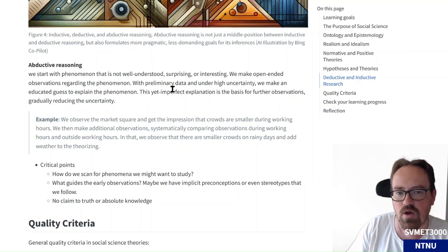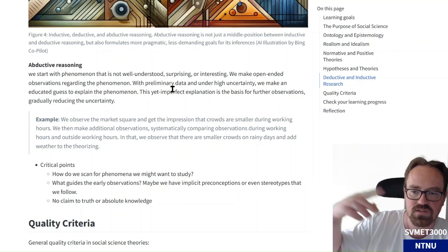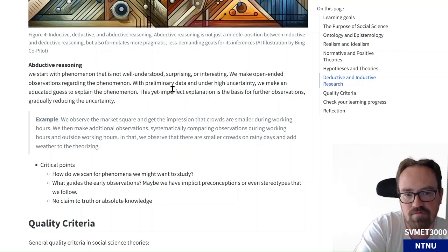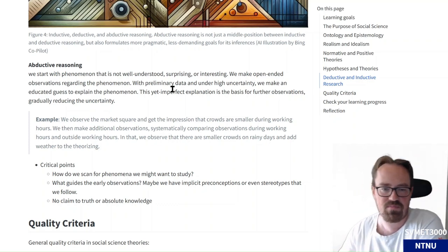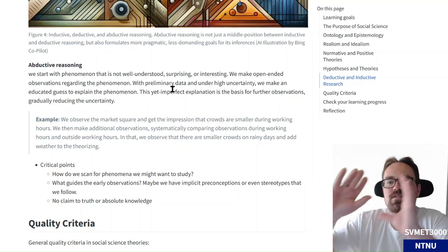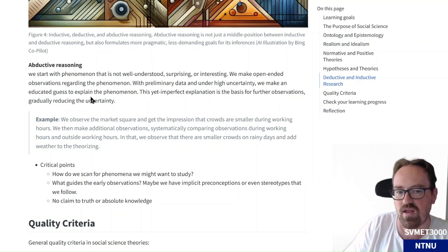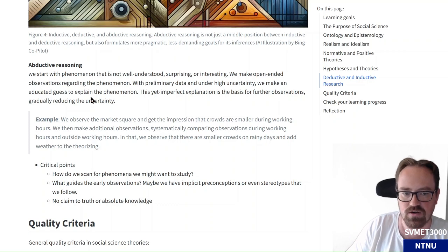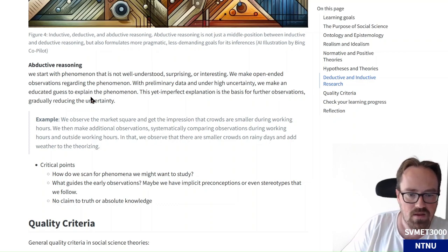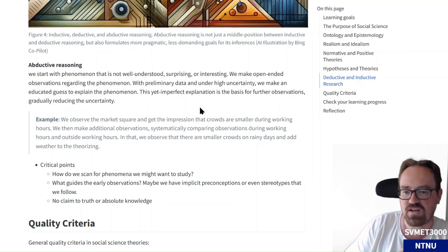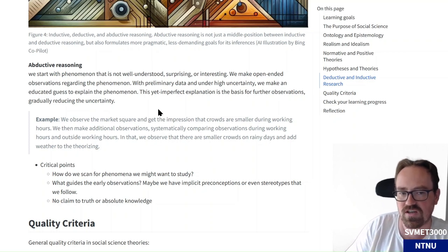So in a sense, what falsificationism does across lots of studies, in that we have a theory, it's proven wrong empirically, we revise, we test it again. That happens in abductive reasoning in a more micro way within a single study or a series of studies. Think again of the market square. We observe it and get the impression that crowds are smaller during working hours. So very much what deductive reasoning also found, but in a different way.